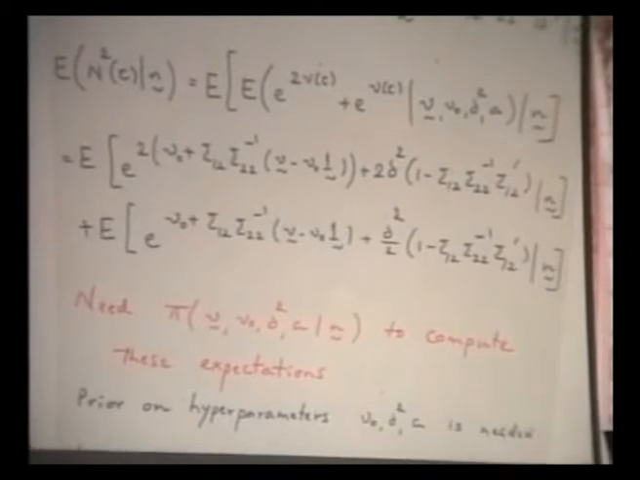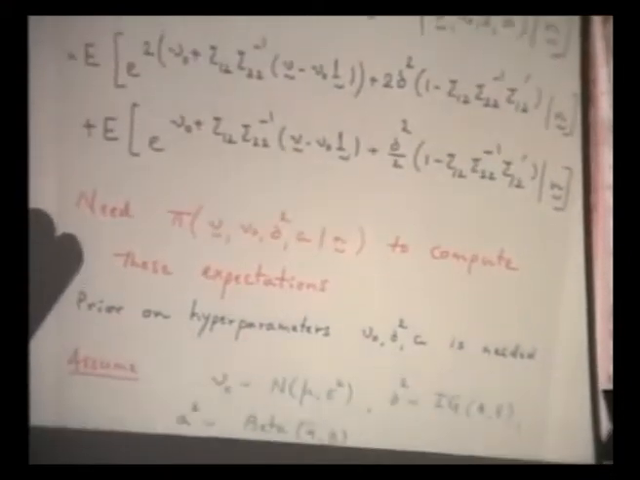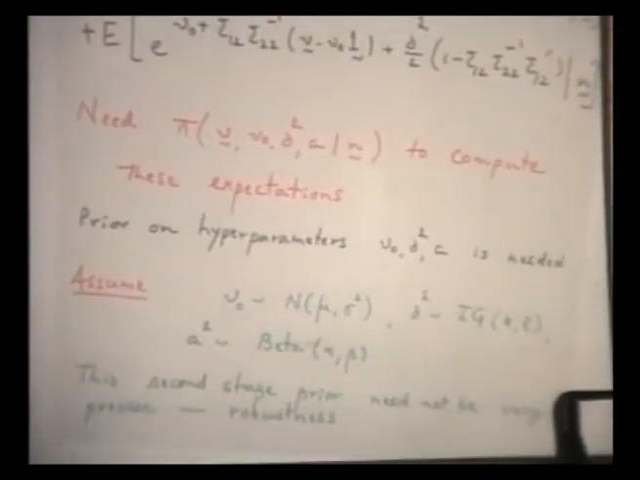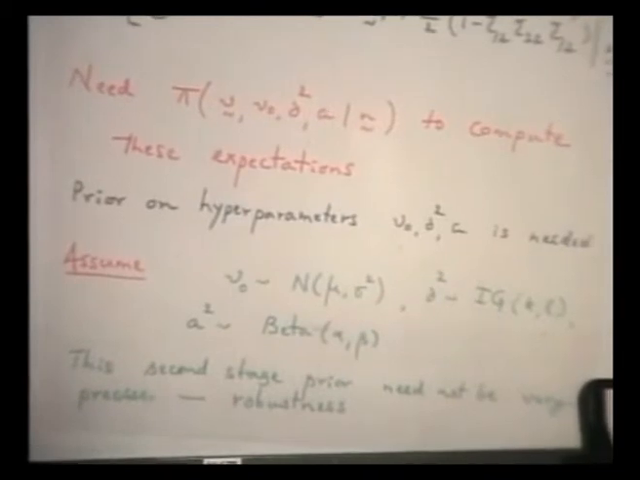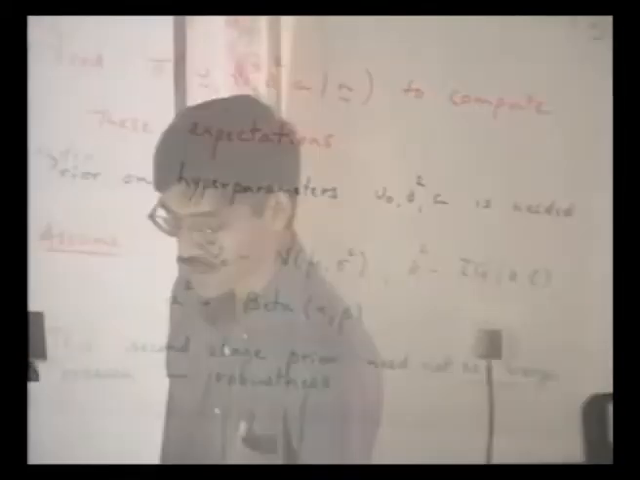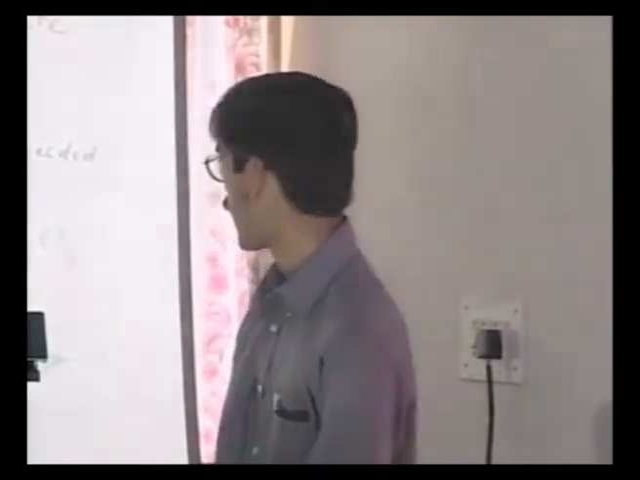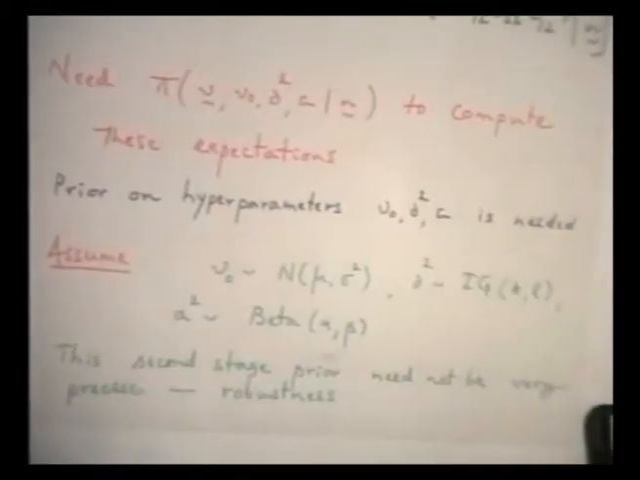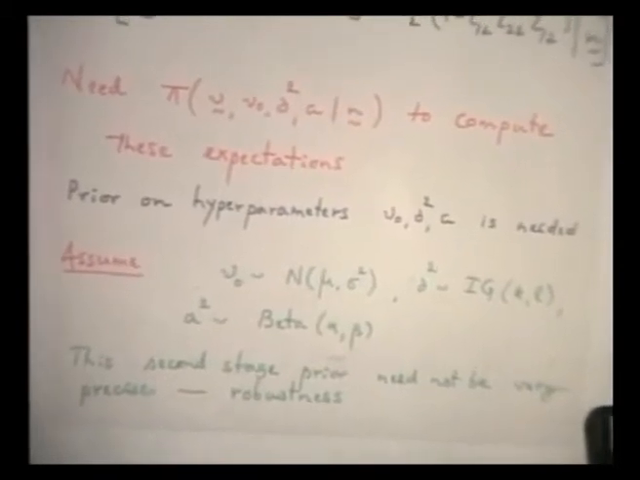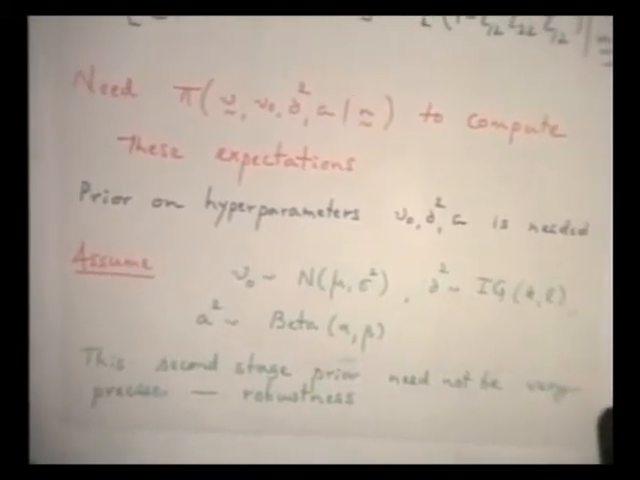So just for this example here, I have assumed this particular structure for the second stage. I won't worry too much about that. Of course, one should worry a little bit. So I assume that mu 0 again is normal, the inverse of delta square is gamma, and A square is beta with certain constants alpha and beta.